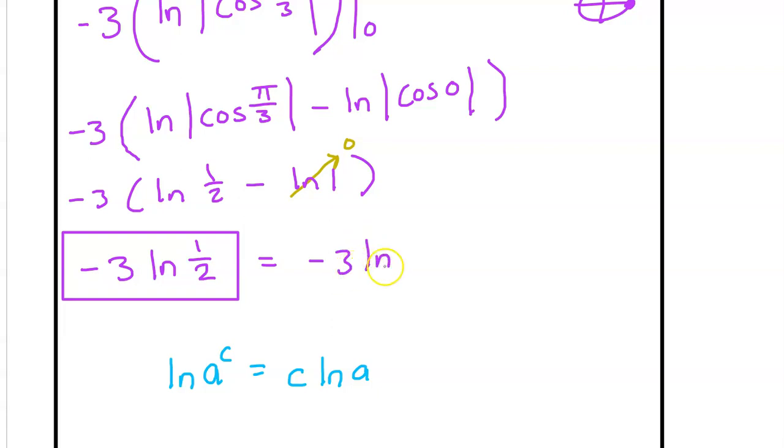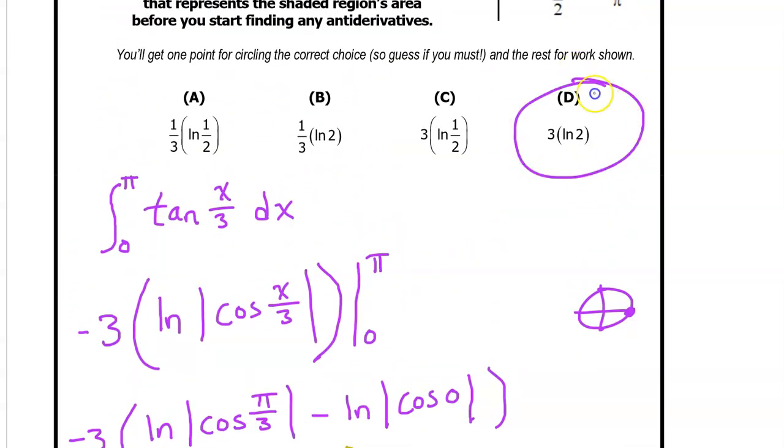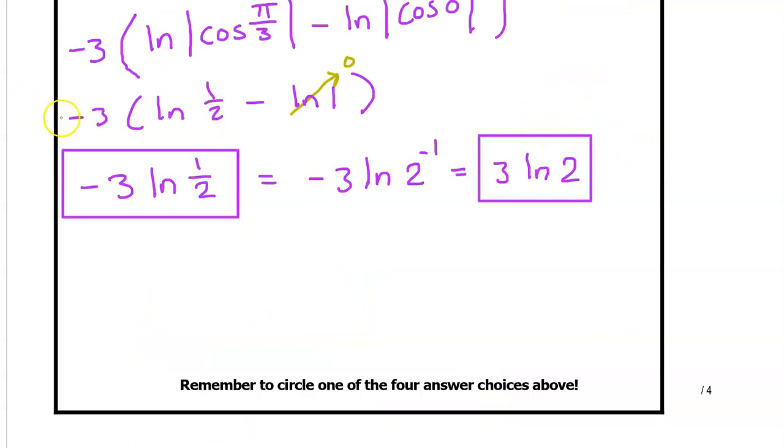So I have negative 3 times the natural log of 2 to the negative 1 power. But now I can use the power rule, take my exponent and put it to the front. If I take this negative 1 and multiply it out to the front, a negative times a negative is a positive, and I am left with positive 3 times the natural log of 2. So this is another version of the final answer, 3 natural log 2, and here it is right here. The answer is D. That is probably the most straightforward way to think about it, but I'm going to show you one more way.